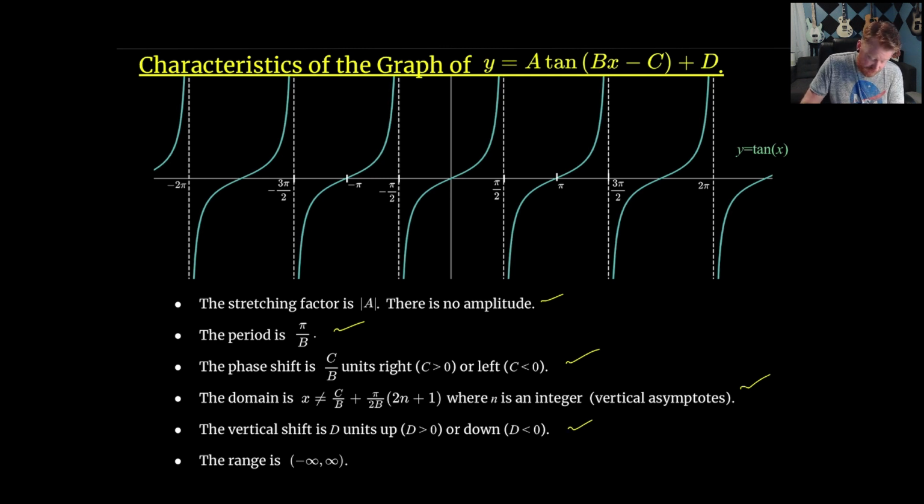The vertical shift is still d units. Here the range is easier to see because we don't have these gaps like we did for secant and cosecant. It is just from negative infinity to positive infinity. We hit all values there. So there's our characteristics of the tangent graph.